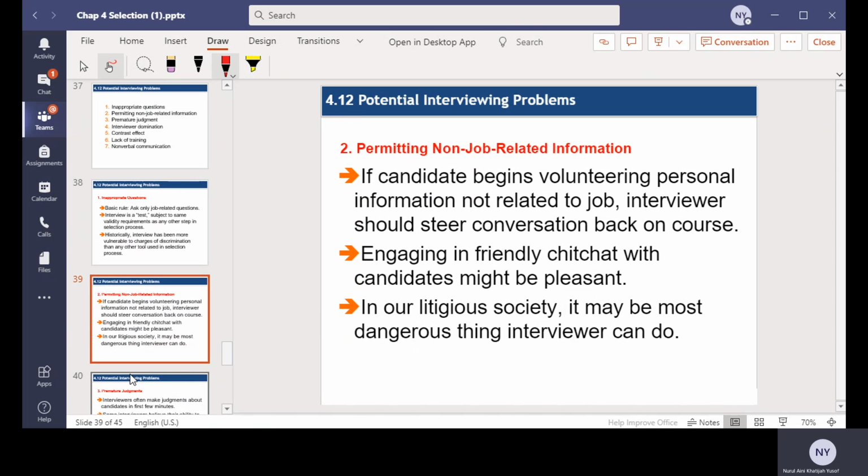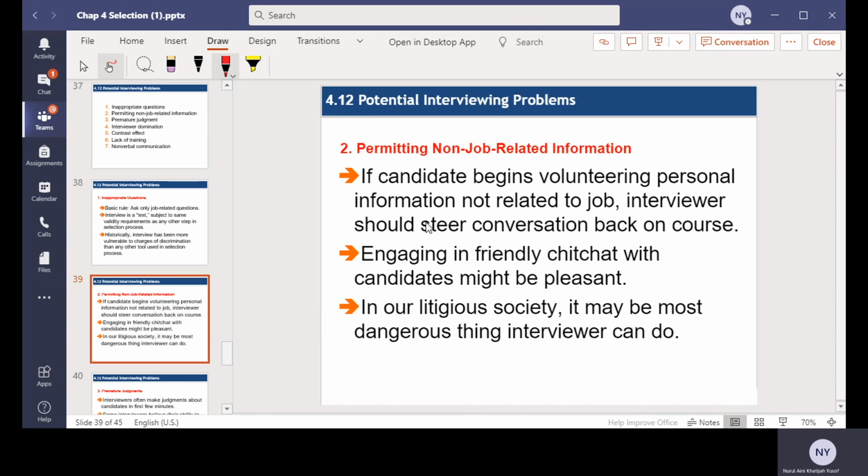Okay, number 2, permitting non-job related information. This problem is from the interviewee. If a candidate begins volunteering personal information not related to the job, the interviewer should steer the conversation back on course. So let's say the first question, the interviewer asks, can you tell me about yourself?